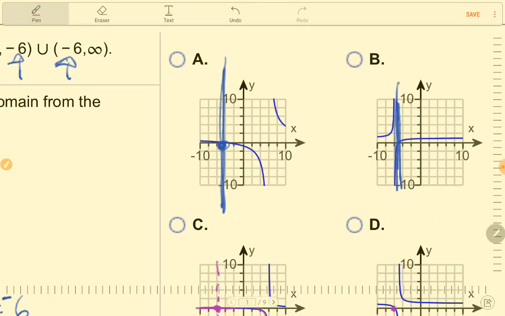So the only one that seems to be a candidate, 2, 4, 6, negative 6, even though it looks like it's touching, that's asymptotic behavior where the function is going towards positive infinity instead of crossing over x equals negative 6, and going towards negative infinity instead of crossing over x equals negative 6. So the answer is B.